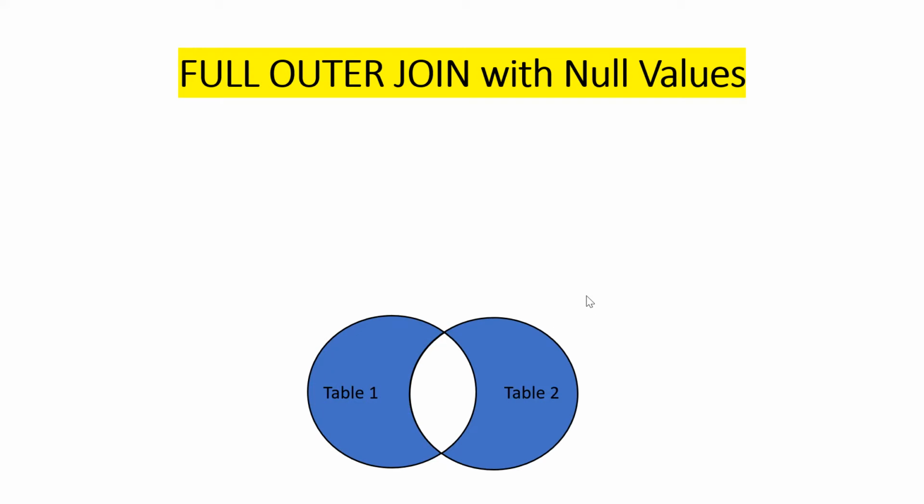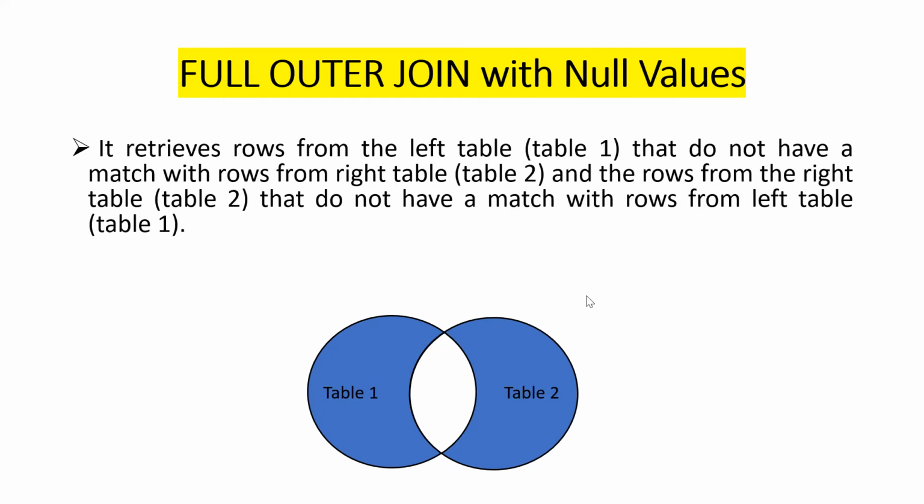Now we have the full outer join with null values. As you can see here, it is the sum of the right outer join with null values and the left outer join with null values. So it retrieves rows from the left table, table 1, that do not have a match with rows from the right table, which is table 2, and also the rows from the right table, table 2, that do not have a match with rows from the left table, table 1. As you can see here, it is the opposite of the intersection.